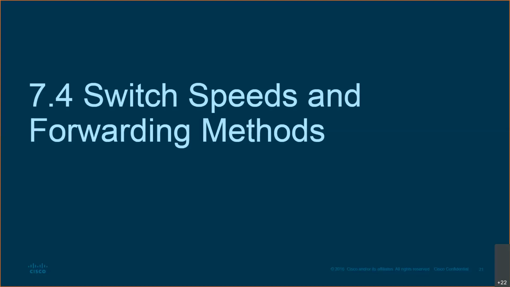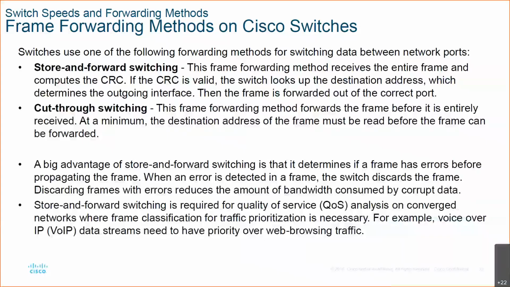Now let's look at switch speeds and forwarding methods. The switch uses one of the following forwarding methods. It can be store and forward switching, or it can be cut-through switching. In store and forward switching, the frame forwarding method receives the entire frame and computes the CRC. Remember we studied CRC in yesterday's lecture, the cyclic redundancy check. If the CRC is valid, the switch will look for the destination address, and then it will forward it.